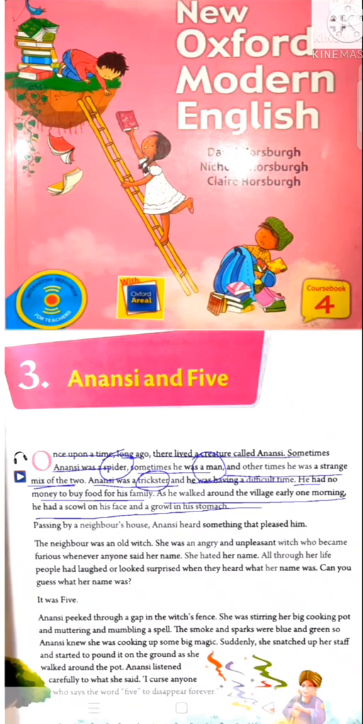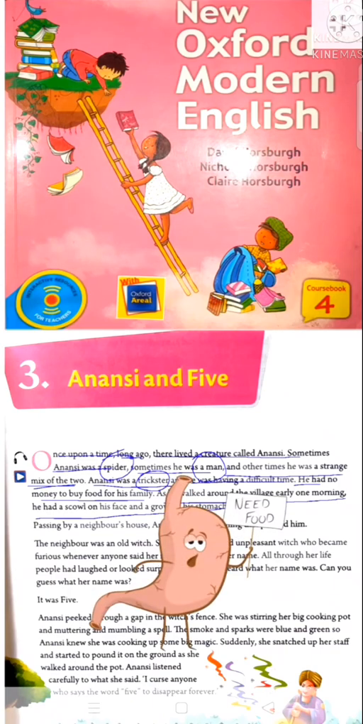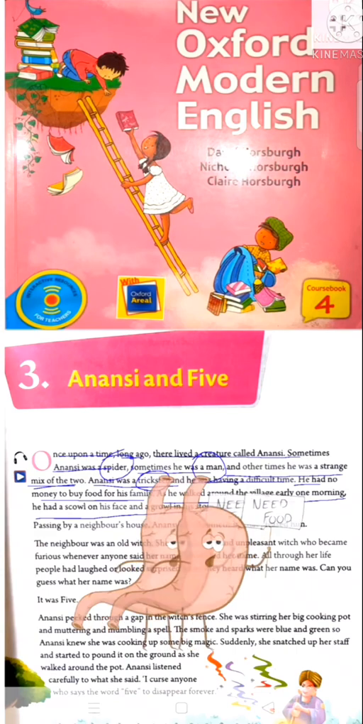And one day when he was walking early in the morning in a village, at that time he had a scowl on his face, meaning he was not happy. An angry expression can be seen on his face. So scowl means an angry expression, he is not happy. And a growl, here growl means whenever you feel hungry, you will see that some sound comes out from your stomach, and this sound is a growl.